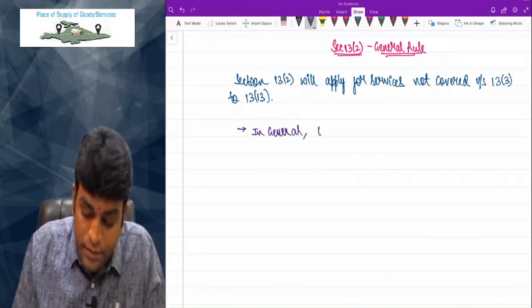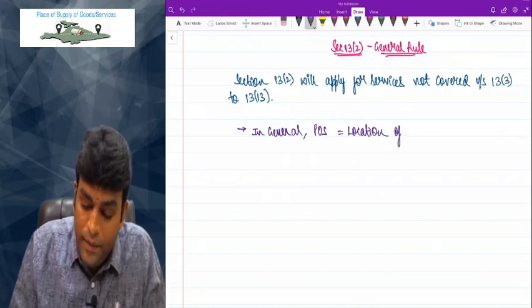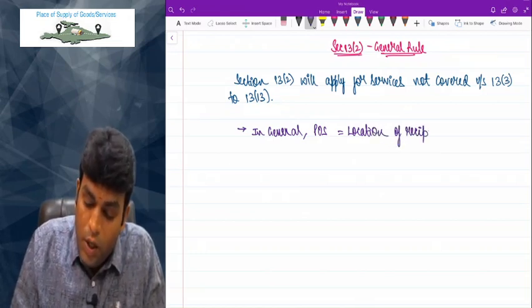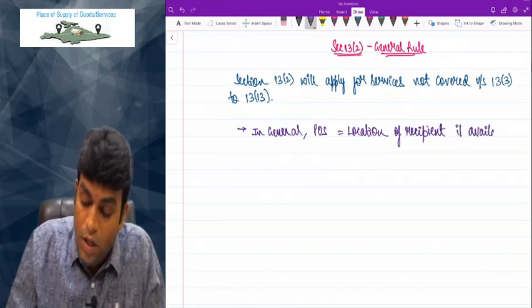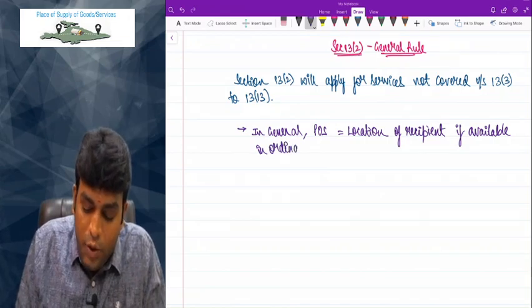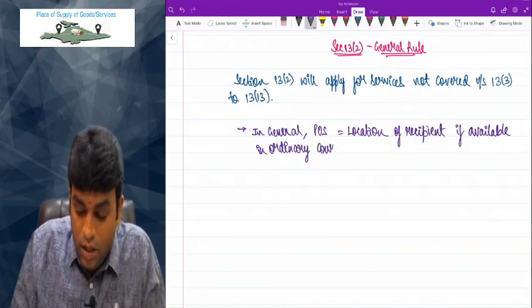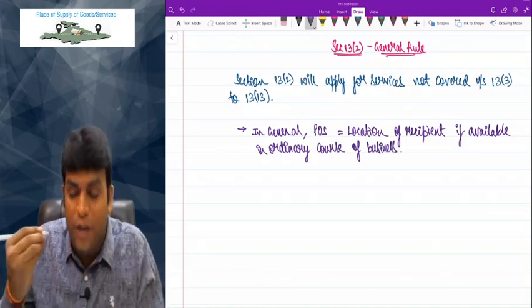In general, place of supply is the location of recipient, if available in the ordinary course of business. Location of recipient if available in ordinary course of business.